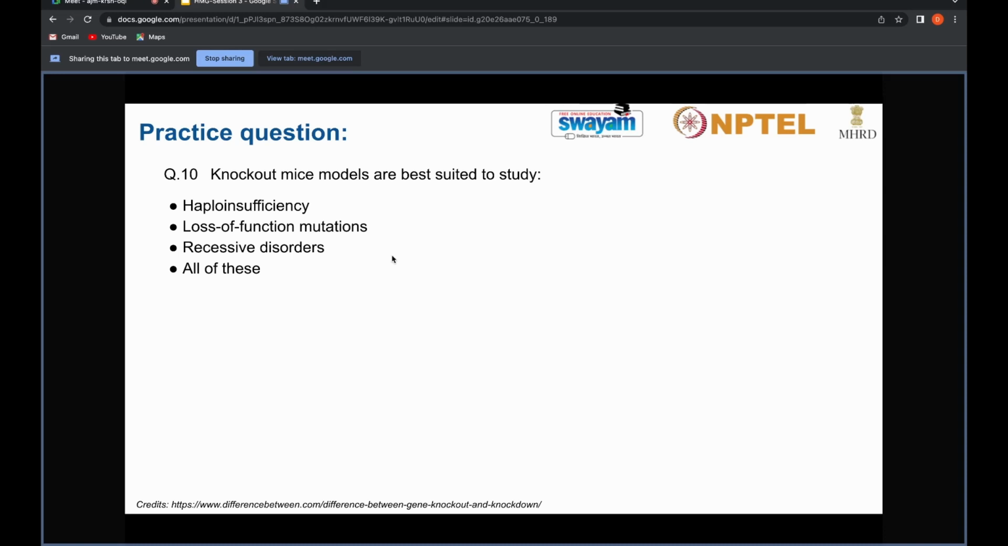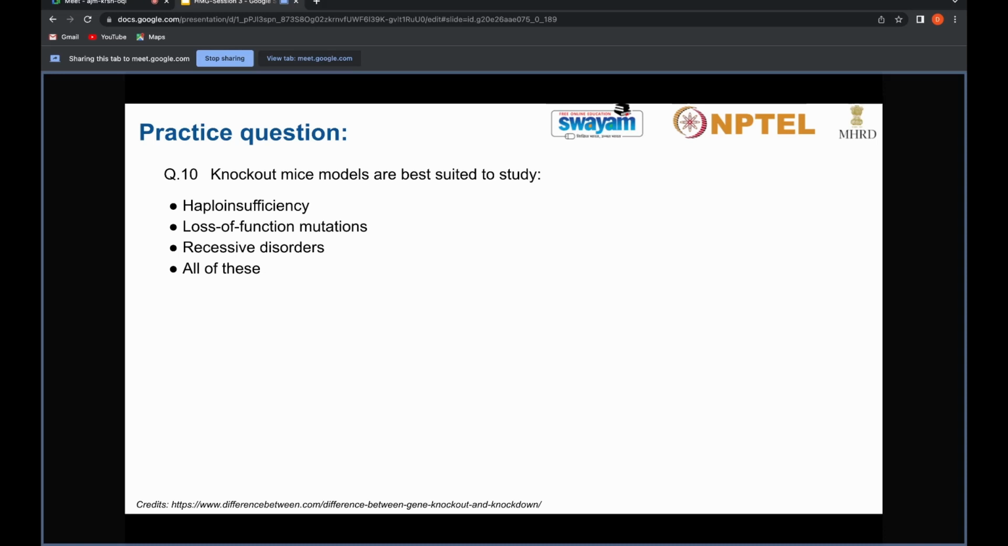There are different models which we can use. The most commonly used is the mice model. So the question is, the knockout mice models are best suited to study. These are the different events that we can study using the knockout mice models, so you have to select the correct one. First one is haploinsufficiency. Second one is the loss of function mutations. Third one is the recessive disorders. And fourth one is all of these.